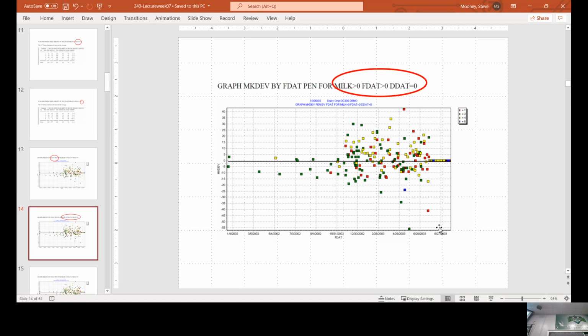We've got all these fresh cows here. No test day, couple of test days. What's happening over here? Animals that are bred. We've lost them there, so they're not going to be plotted anymore. So you're trying to find out why these problem cows are down here. What's different about this group versus this group?